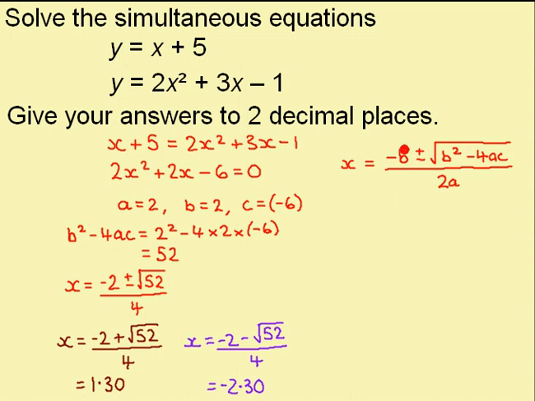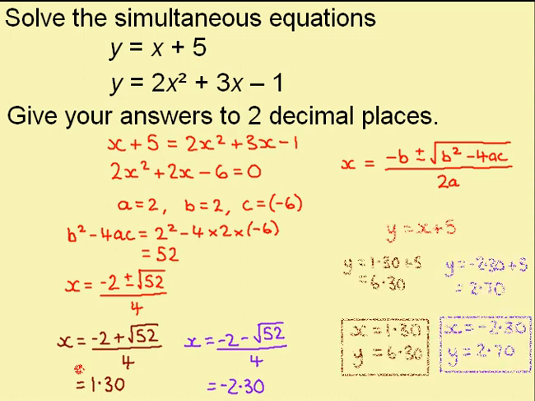Solving this using the formula gives me these 2 values for x here. Once I've got these, I need to find the 2 corresponding values of y, and I do that using this equation. I substitute in the first value of x here to get the first value of y, and the second value of x to get the second value of y. These are then my 2 pairs of answers.